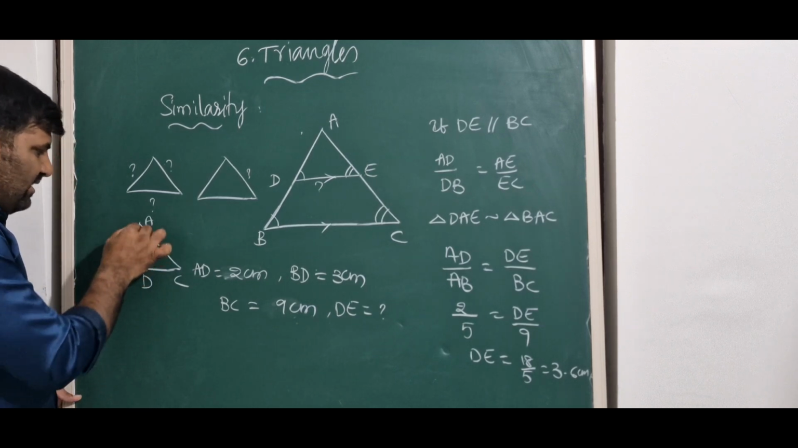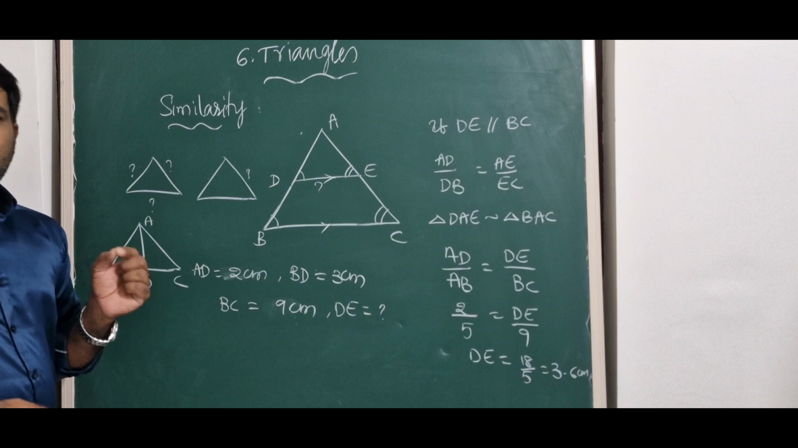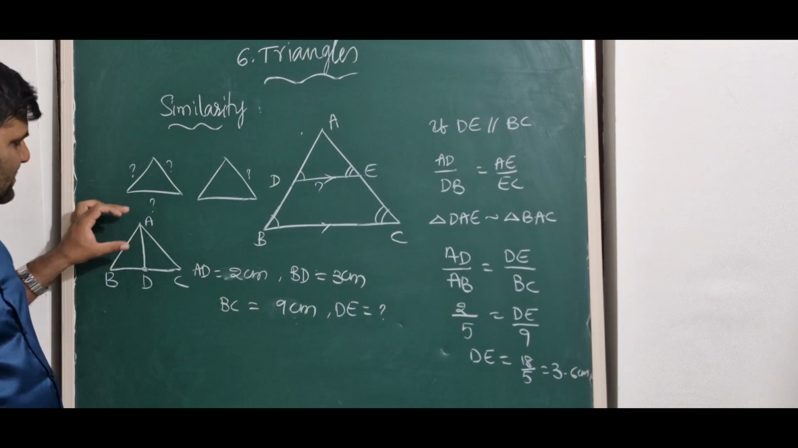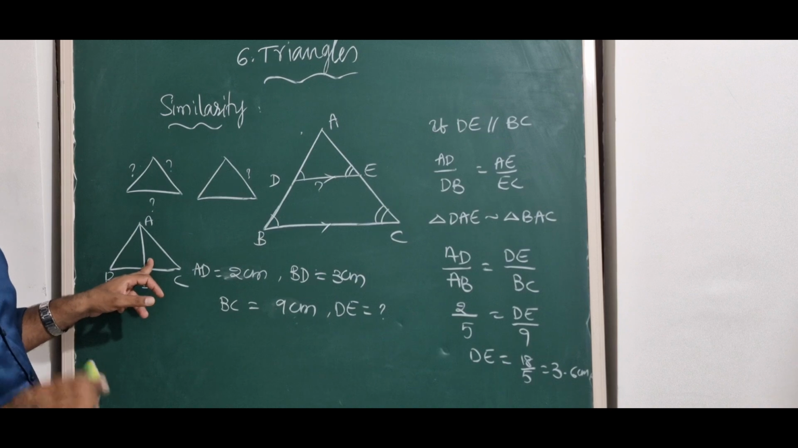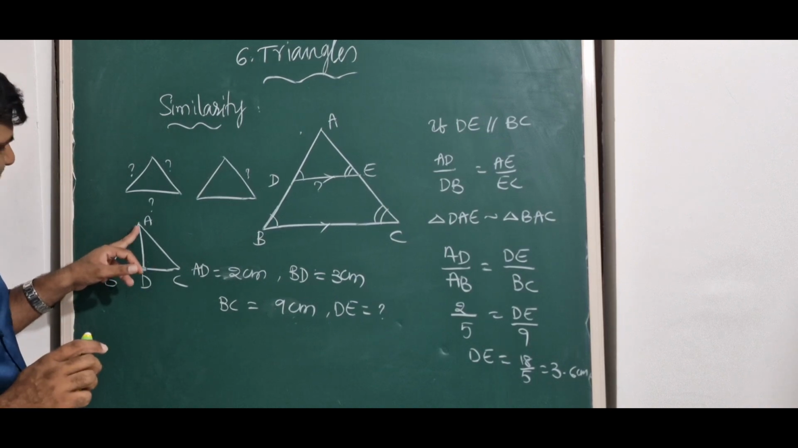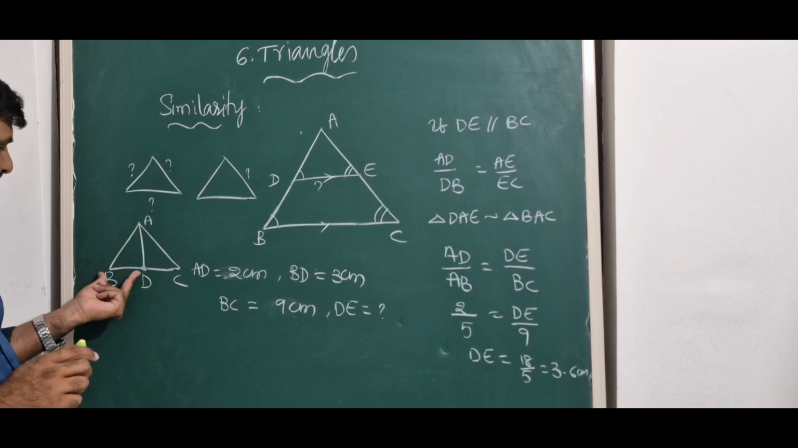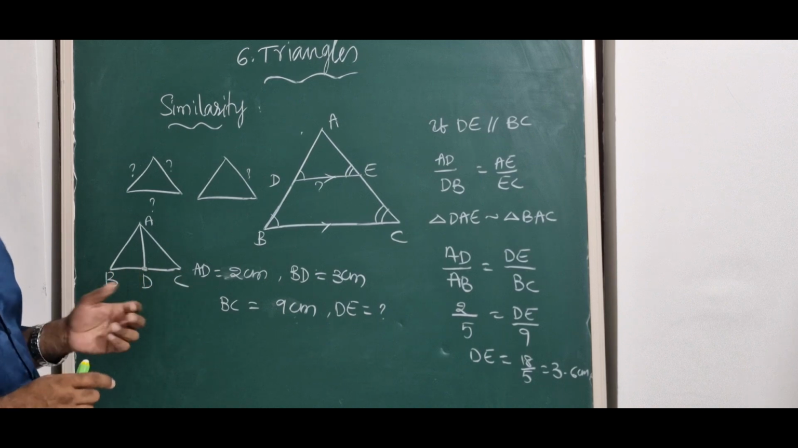Now in this triangle, AD is the median. Most of you are writing that median as the altitude, making a 90 degrees angle. Don't use that concept. Median always passes through the midpoint. That means BD is equal to CD. We can use that in median questions also.